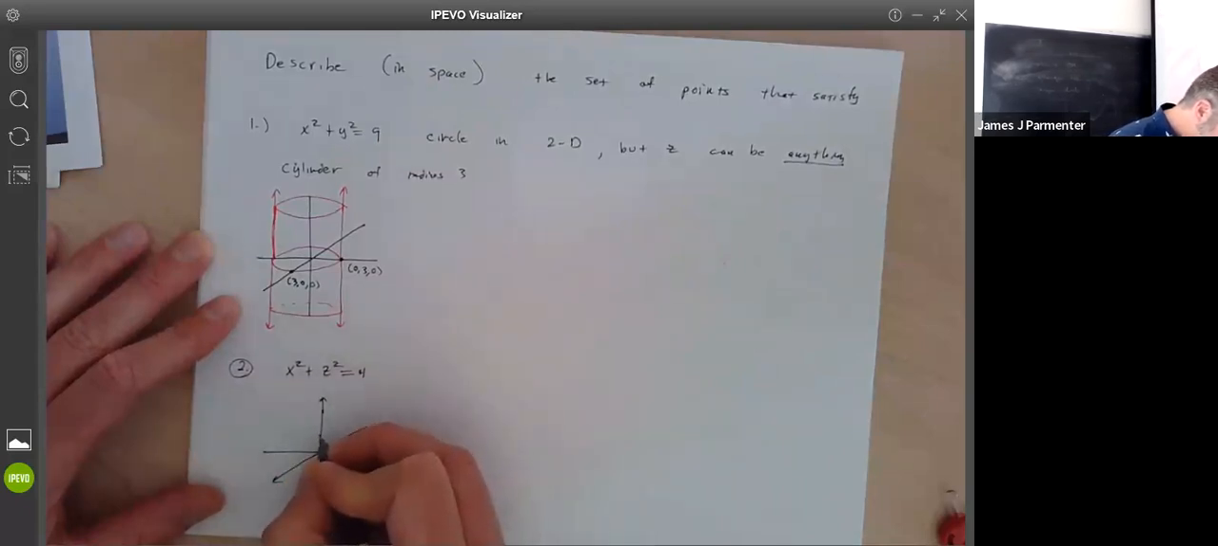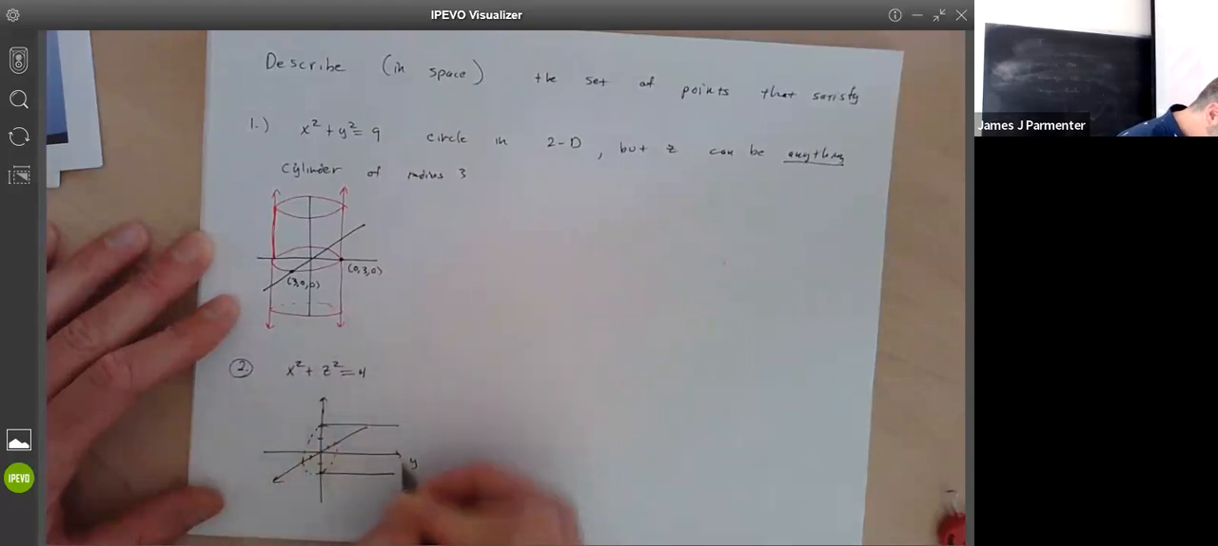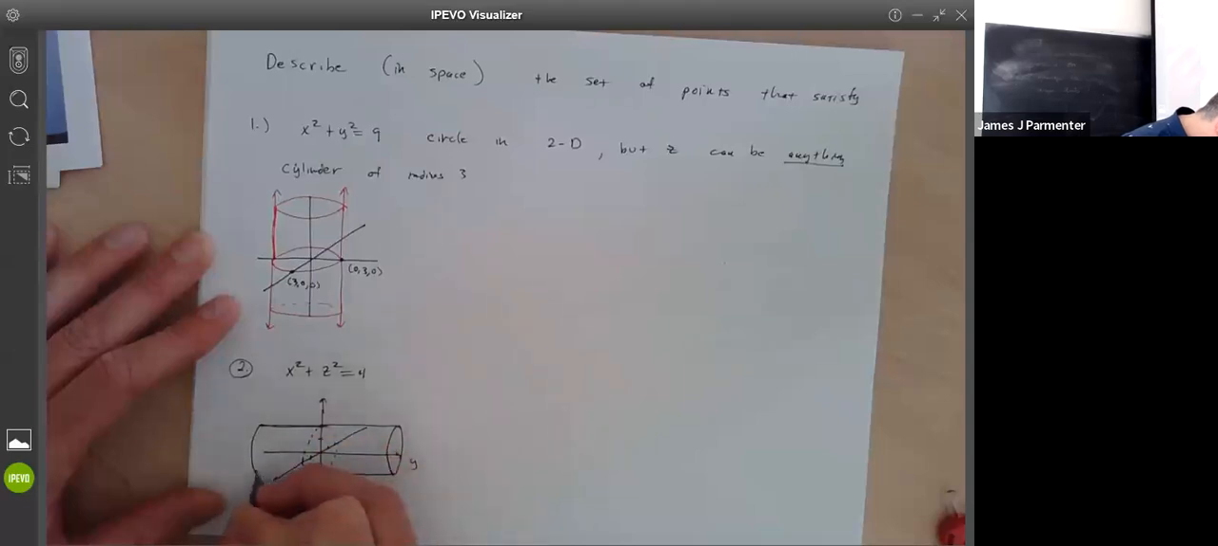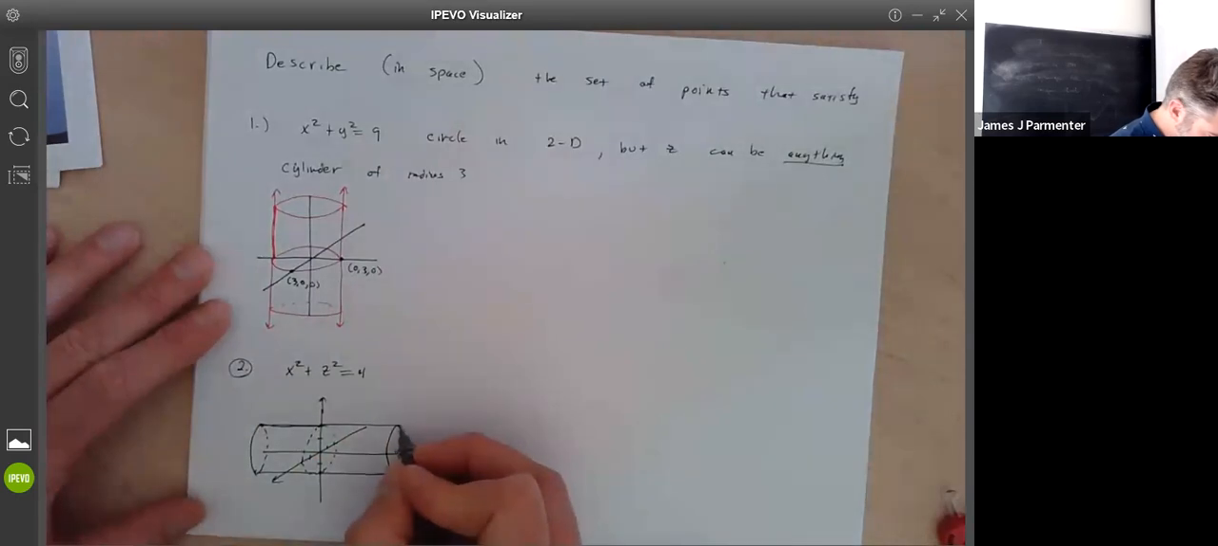So I would try and draw a circle of radius 2 in the XY plane. Poorly, but that's all right. And then extend it that way. What I really would probably do is draw the cylinder first and then draw the little dashed part in the middle. That looks all right.